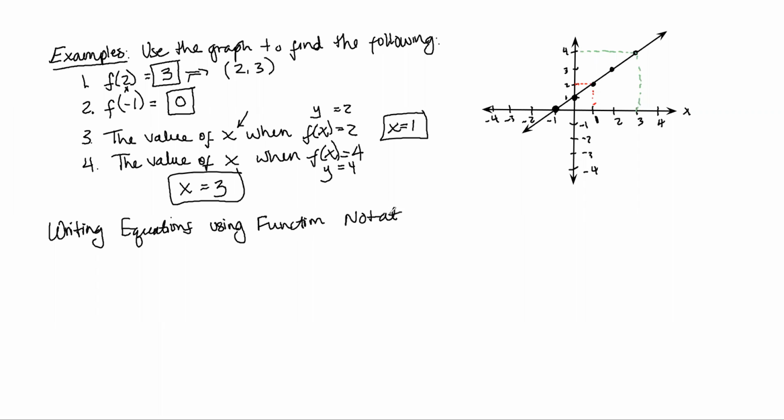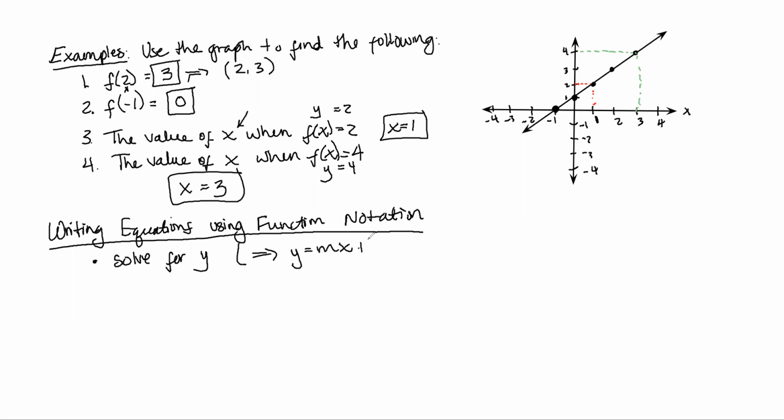The reason why I changed it is because we're going to see some equations that are not straight lines. We'll see one that's non-linear, so we'll just write it. Equations using function notation. First thing you're going to do is solve for y. So we want to get y by itself. If we were looking at a linear equation, that means we'll have y equals mx plus b. Again, we'll see one that's not linear, but this y will still be by itself.